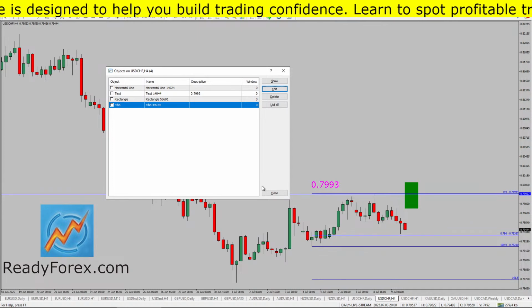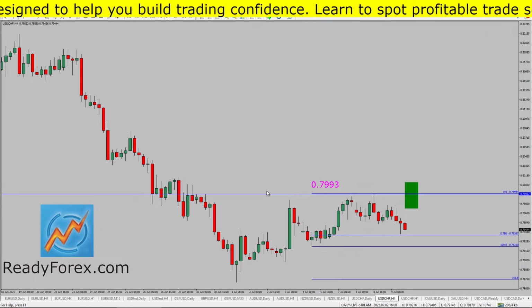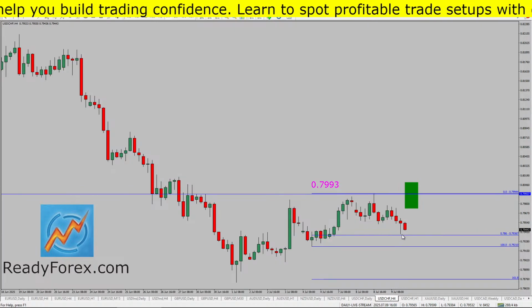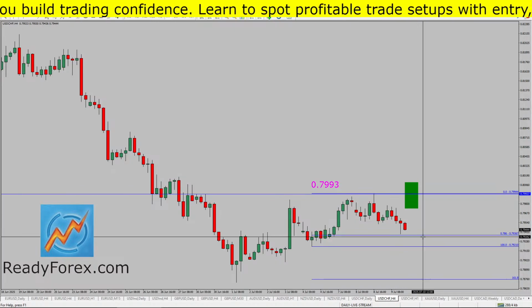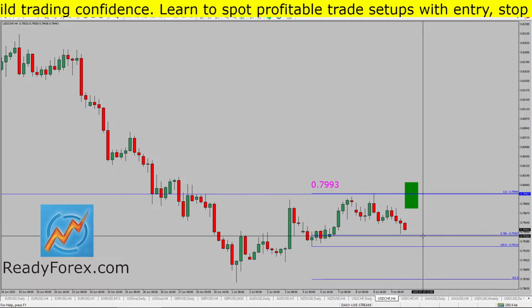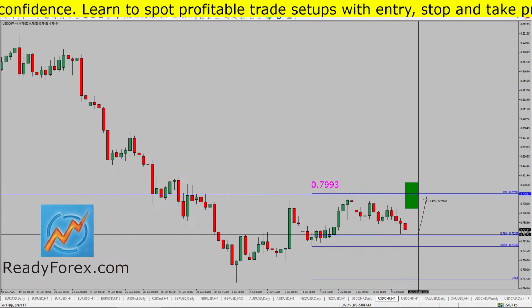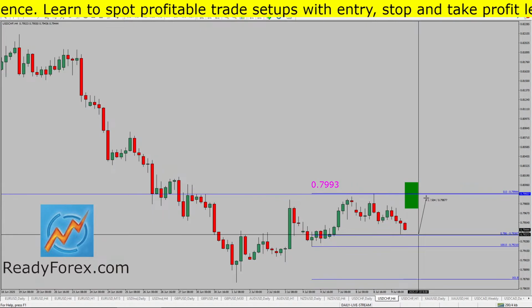Okay, so it's quite possible that USD Swiss franc is going to hit the 0.786% Fibonacci retracement level. The value is 0.7936, and then from these lows it could probably rise back up.